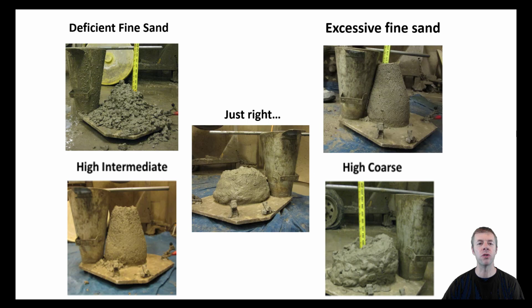And let's look in the lower right-hand corner. Look at that concrete. It just doesn't look right at all. It slumped. It got a decent slump, but it's kind of falling apart. Coarse aggregate is trying to come out of it. That's a high amount of coarse aggregate. In the middle here, this is just right. This is just the right amount of everything, and that's what you're shooting for.